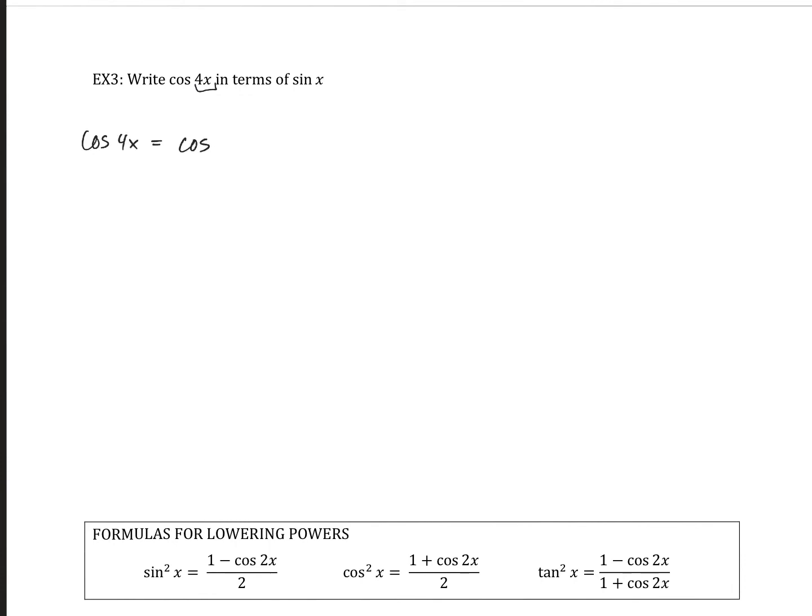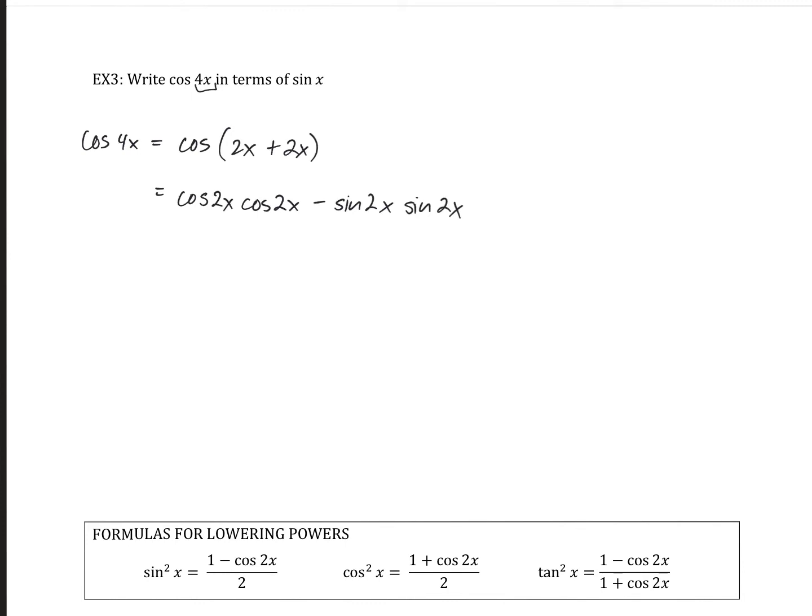as cosine of 2x plus 2x. Aha, now we have 2x, which all of our formulas have in it. We can simplify this out using the formula for the addition inside of cosine. So it'll be cosine 2x cosine 2x minus sine 2x sine 2x.